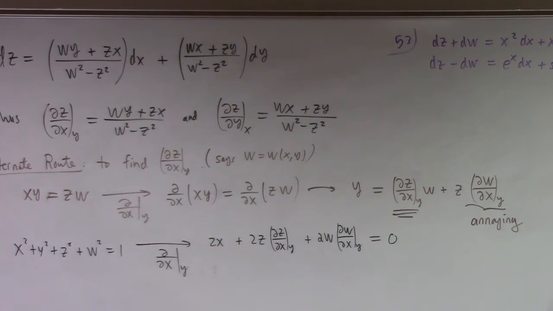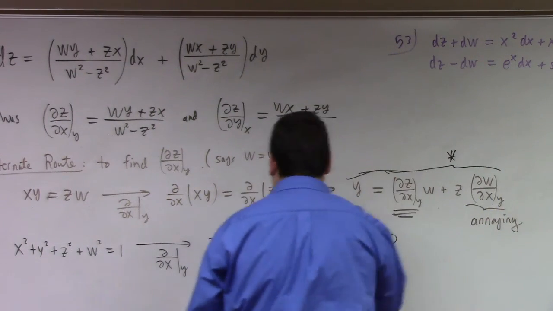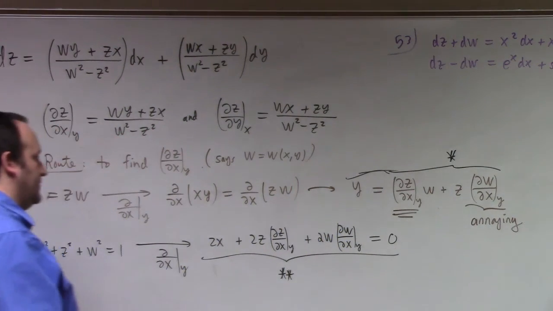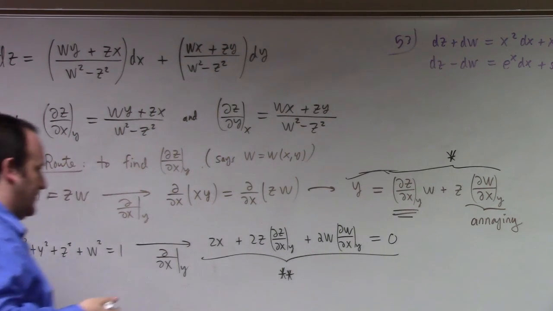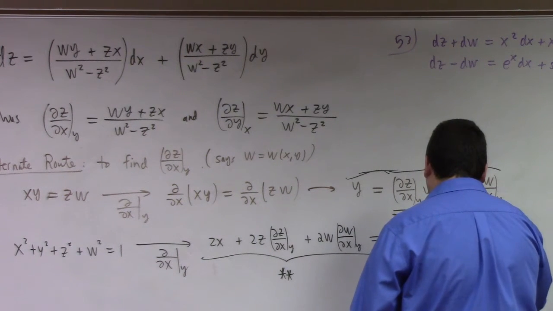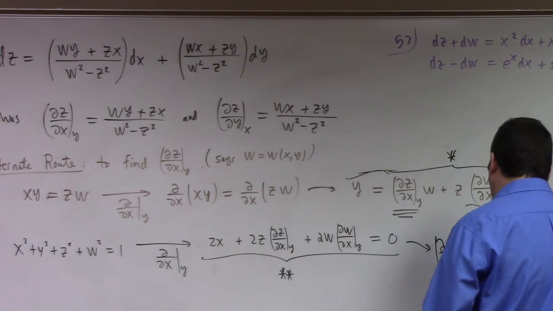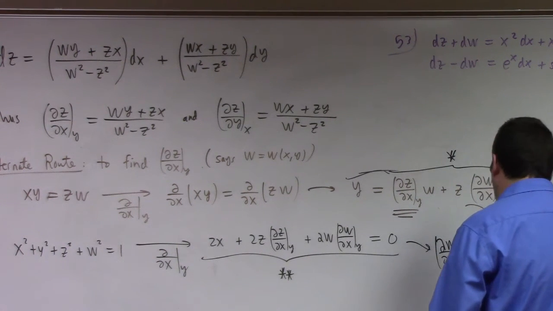And now all we have to do is take star and star star and solve for what I want, right? So this is star. Here's your star star. We need to solve that for what? For partial z, partial x. That's my goal. So the way I do that would be maybe take the second one and solve for partial w, partial x, holding y fixed. What's that give us? Minus 2x minus 2z, partial z, partial x, holding y fixed, divided by 2w.